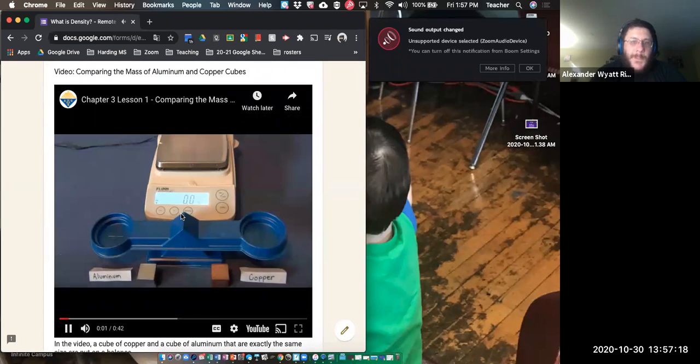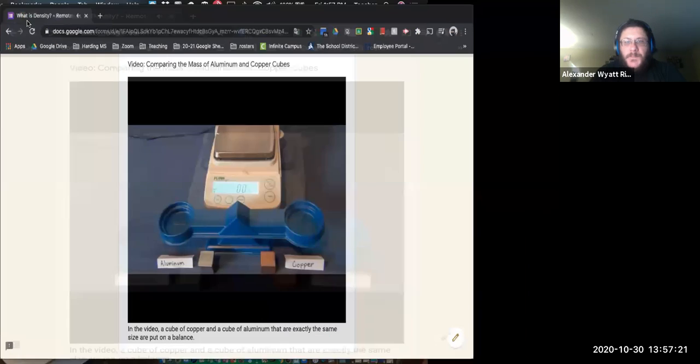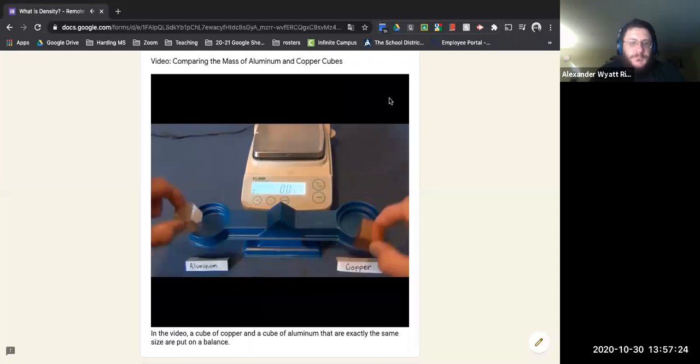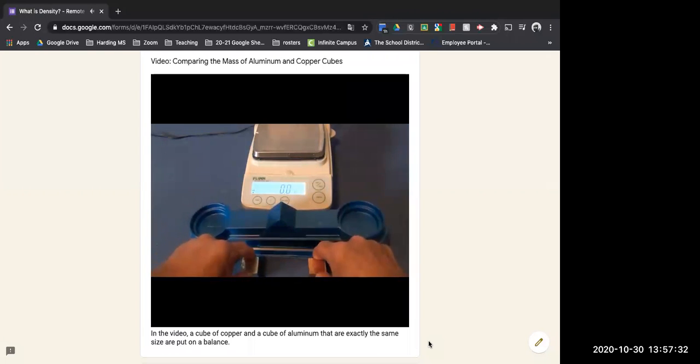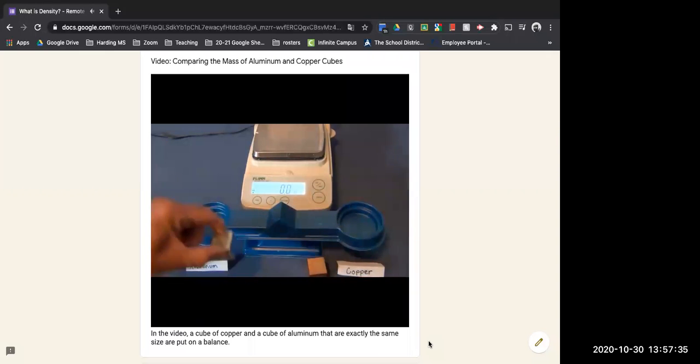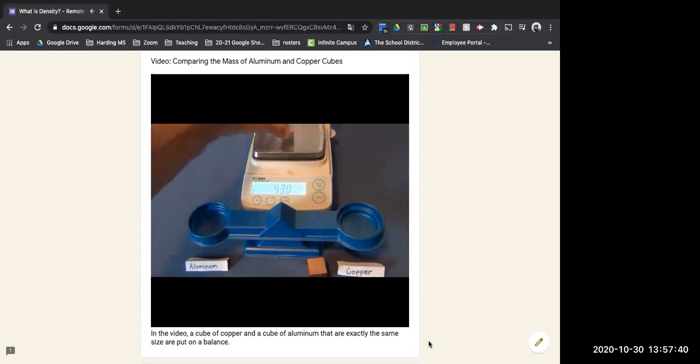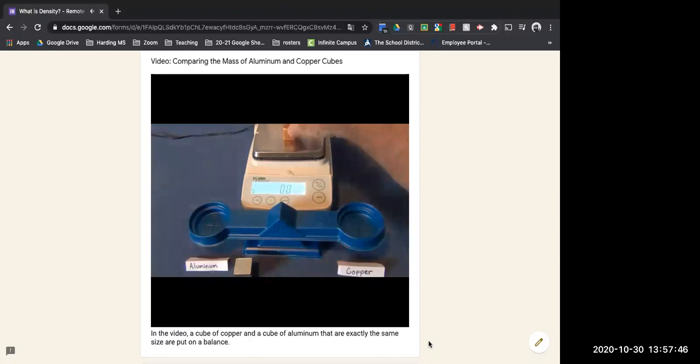Let's take a look at two cubes that are the same size but made of different materials. The cube on the left is made of aluminum and the cube on the right is copper. The copper cube is clearly heavier than the aluminum cube. Now let's put the cubes on the electronic balance and determine their mass. The aluminum cube is 43.0 grams. The copper cube is 137.4 grams, over 3 times as massive. And remember, these cubes are the same size.